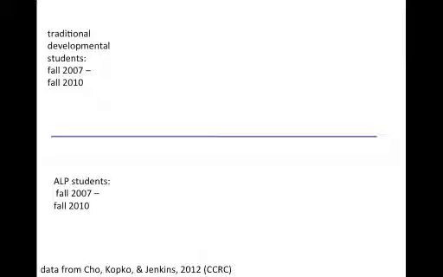I also want to give credit to Sungwoo Cho and his colleagues, Kopko and Jenkins, at the Community College Research Center in New York. They conducted the study that produced this data, and if you are interested in looking at the full study, all you have to do is Google CCRC, the Community College Research Center, and you will find this study and lots of other fascinating studies of all kinds of issues associated with community colleges today on the CCRC website. So, thanks to CCRC for the data. Now let's take a look at it.